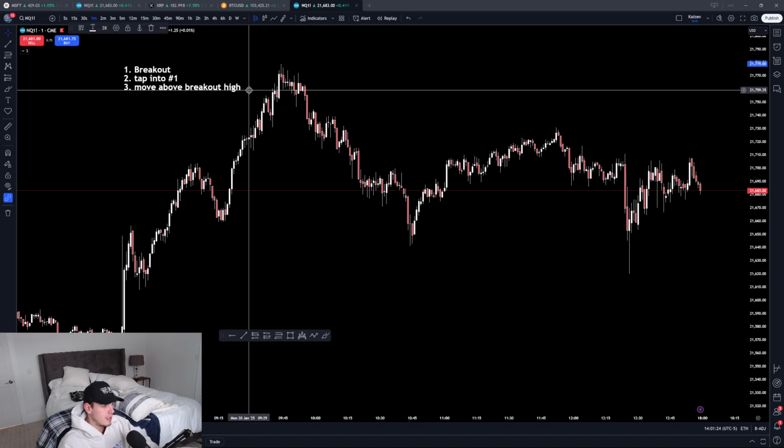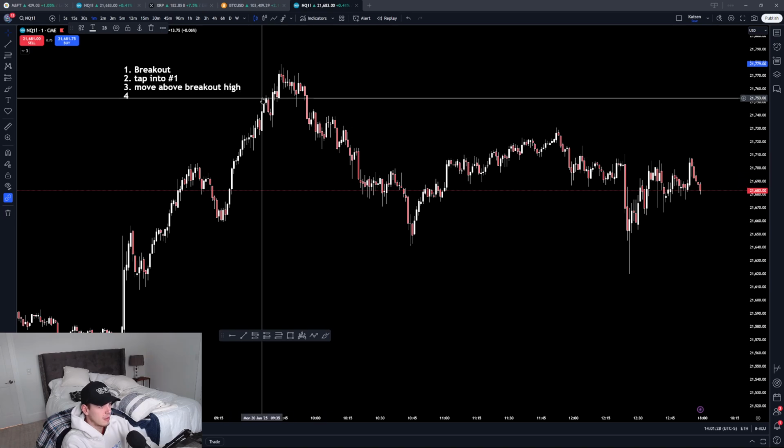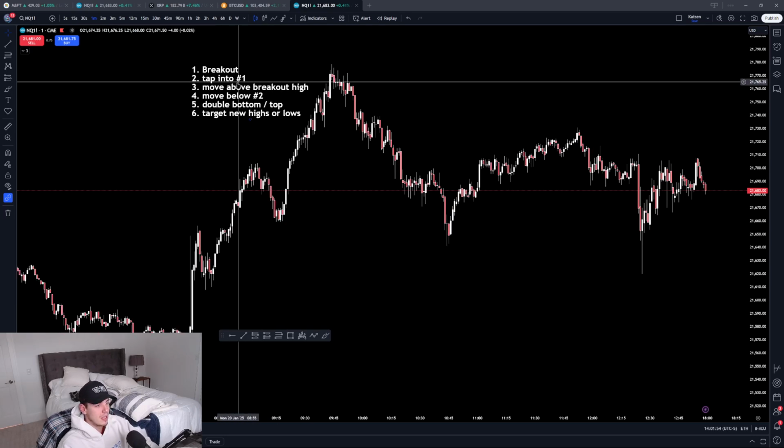And then the next step, let me figure this out. Next step is a move below number two. Okay, we'll go over this. Number five, this would be a double bottom slash top if you want this. And then six is target new highs or lows. We'll go over this in a second.